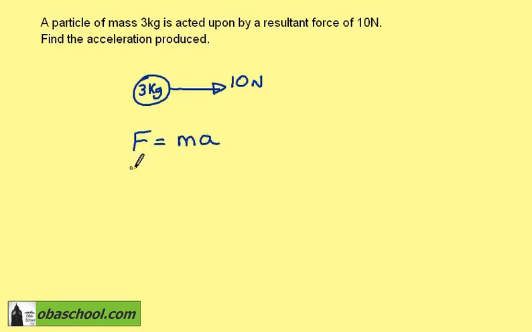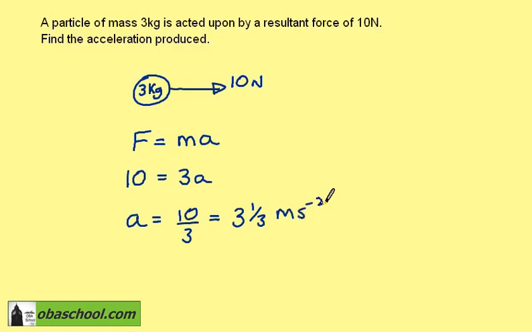F is the resultant force, which is 10. M is the mass, which is 3. And then we have a. So a is 10 over 3, or 3 and 1/3 meters per second squared.